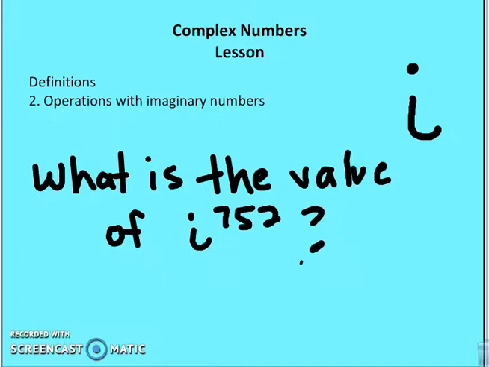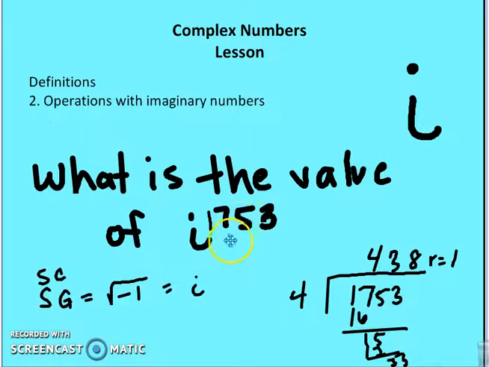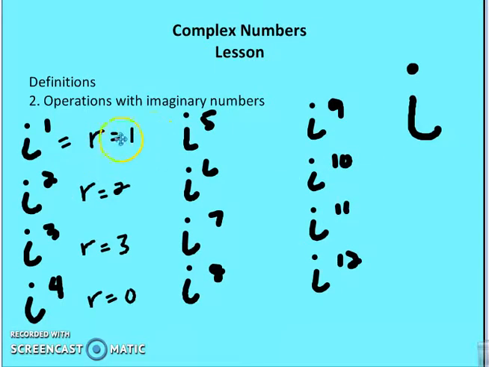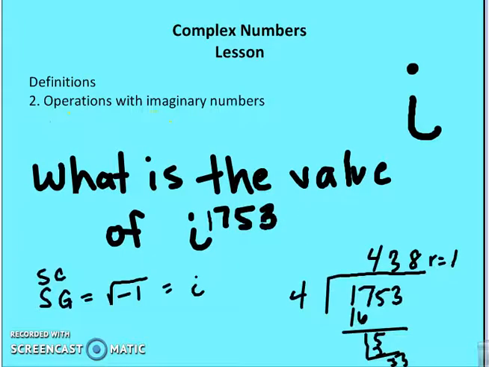All right. You can also try what's the value of i to the 1753rd. I divide by 4, 438 with a remainder of 1. A remainder of 1 corresponds to i to the first power, which is just i, or the square root of negative 1.